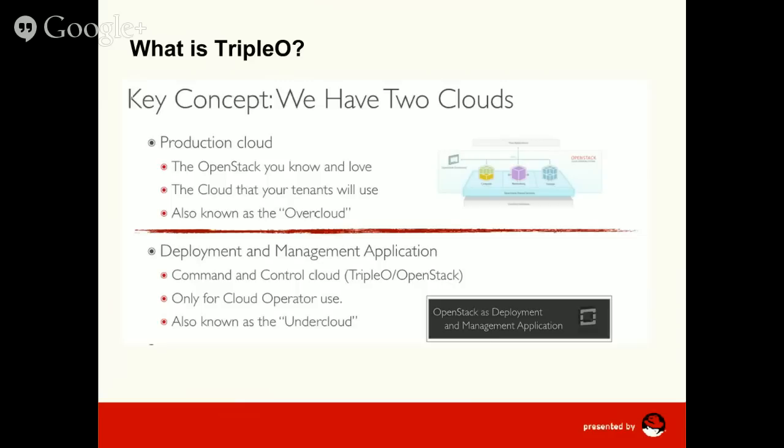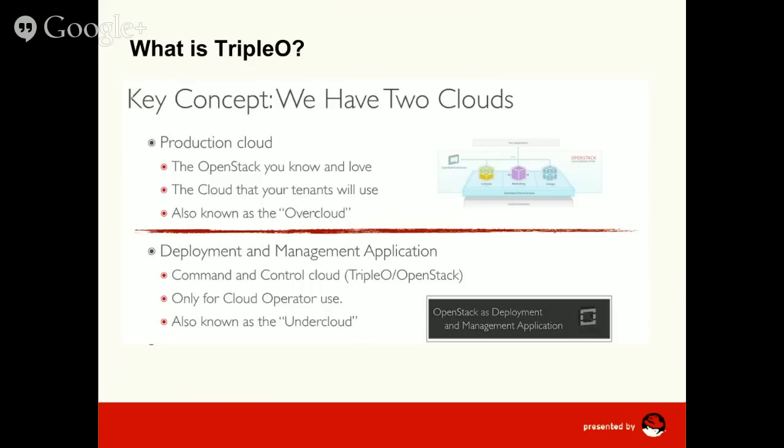So I mentioned that the key thing is using OpenStack to deploy OpenStack. That essentially means we've got two clouds. The one on the top half of the screen here is the production cloud. That's the one that you're ultimately going to care about. It's where all of your tenants will run their workloads, and this is the thing that we're actually trying to deploy. This is what's colloquially known as the Overcloud.